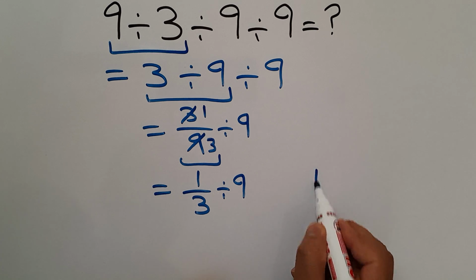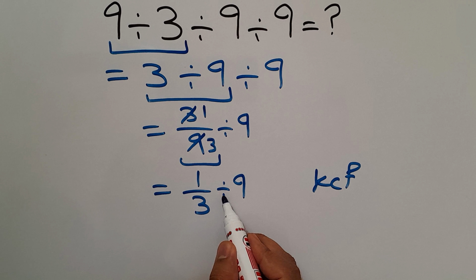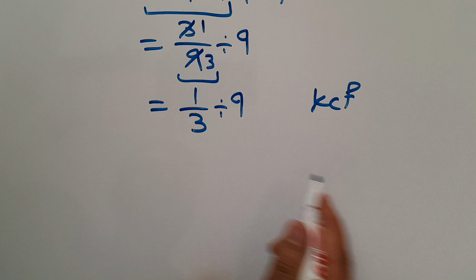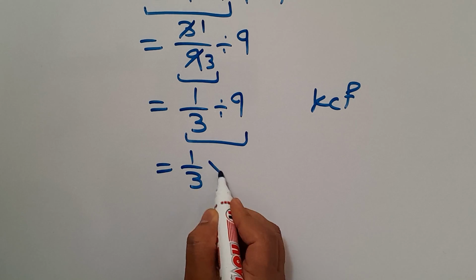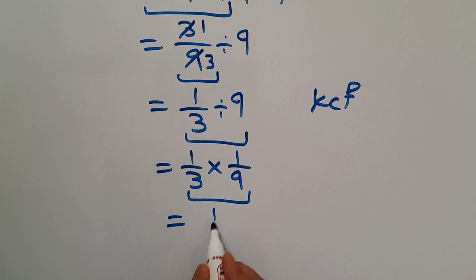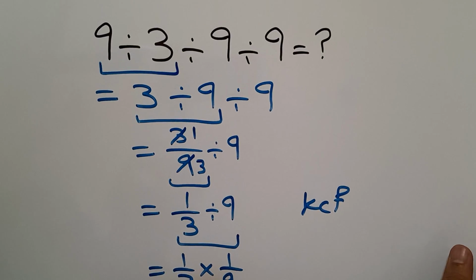And now, according to the KCF rule, keep the first fraction, change division to multiplication, and flip the second fraction. We can write 1 over 3, then times 1 over 9. And this is equal to 1 over 3 times 9, which equals 27. So our final answer to this problem is just 1 over 27.